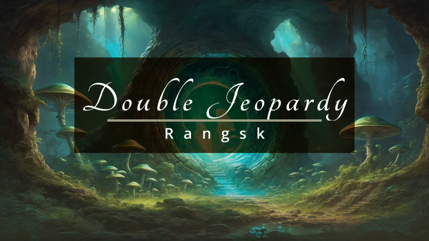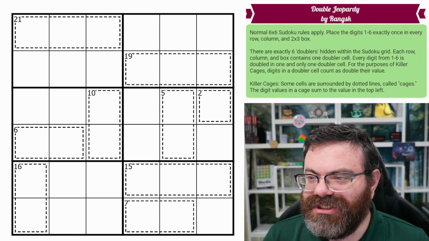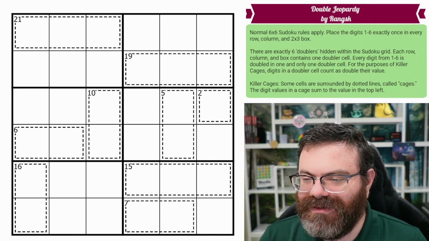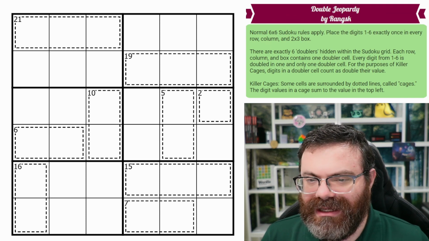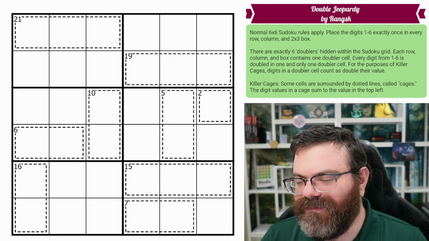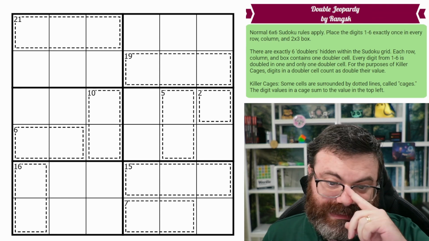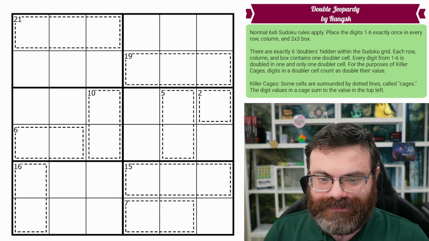Hello, let's continue our Sudoku adventure with Double Jeopardy by Rangsk. That's me. So yes, I made this puzzle and I made it as an introduction to the new theme week. So the first Monday of every month, we do a theme week. And this is theme week number 3 for November. And the theme is doublers. So stay tuned for what that means.